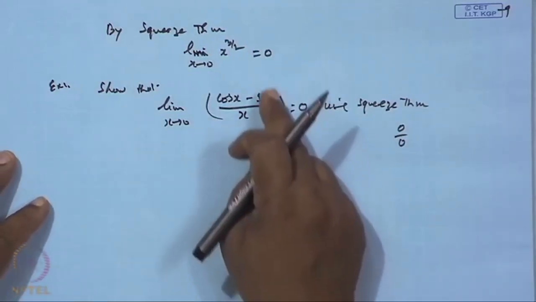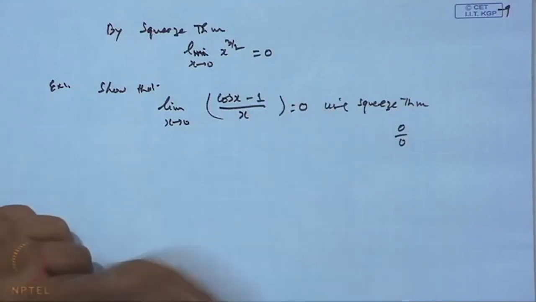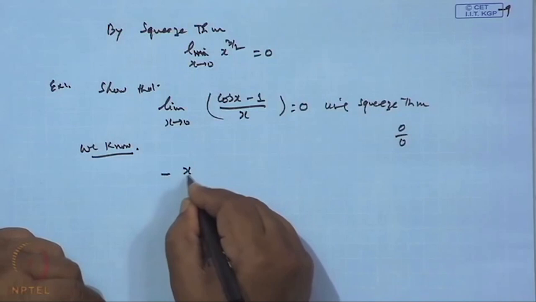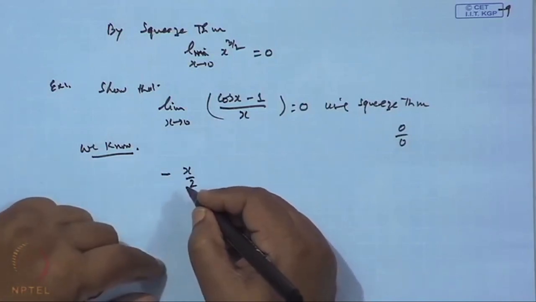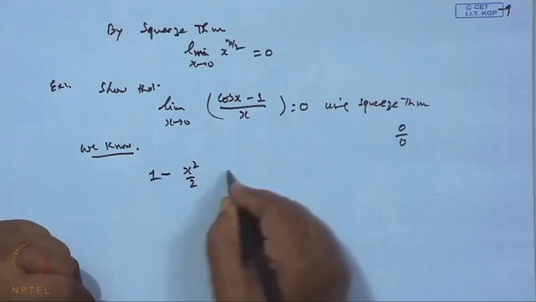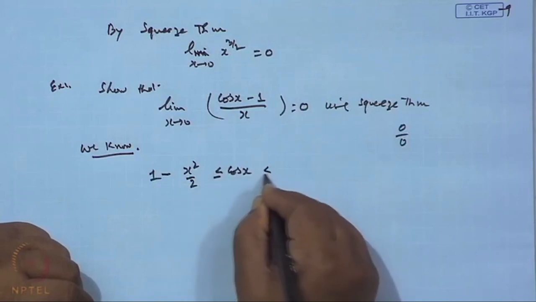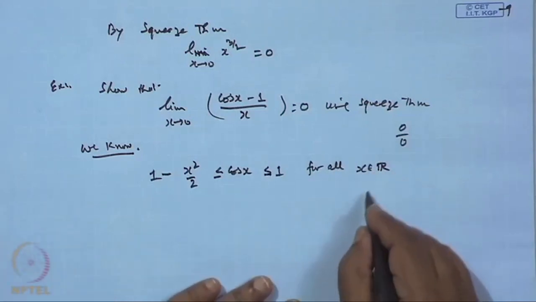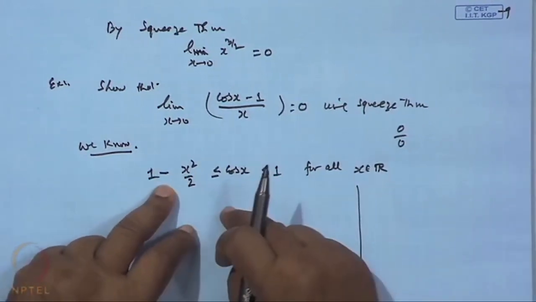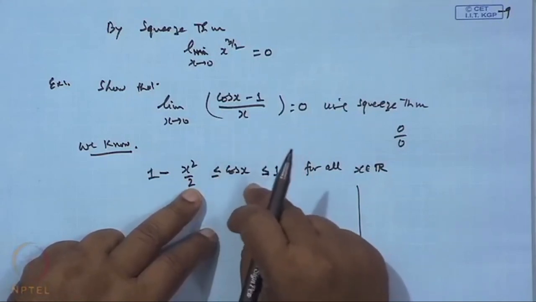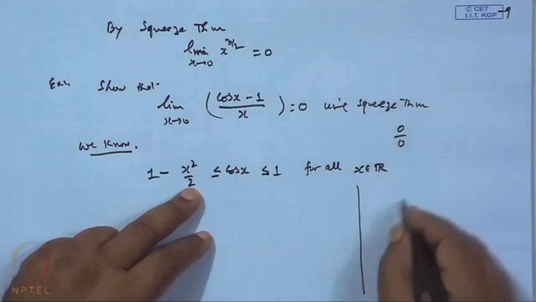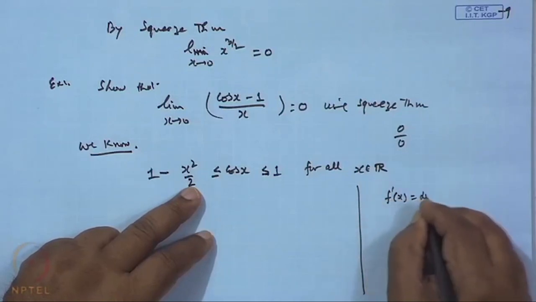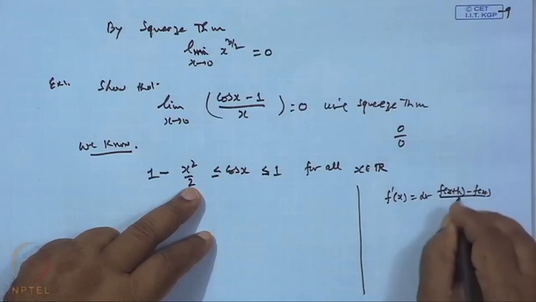What the squeeze theorem says is that we have to identify the bounds for cos x. Now, we know, or this we can prove later on, this result: 1 minus x square by 2 is less than or equal to cosine x is less than or equal to 1 for all x belonging to R. In fact, this result is valid. The reason is like this. Of course, which we have not discussed, which will come when we discuss differentiability and the application of derivatives. But still, let me just finish. When we say the derivative f prime of x, the meaning of this is the limit of (f(x plus h) minus f(x)) by h when h tends to 0.